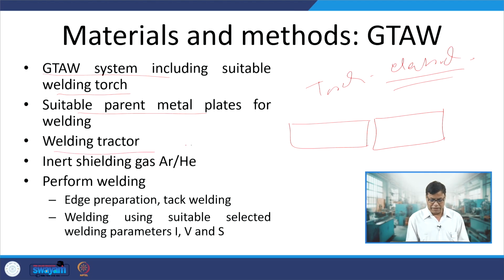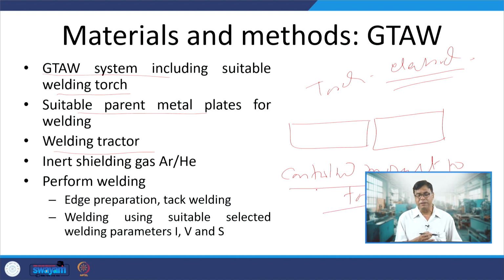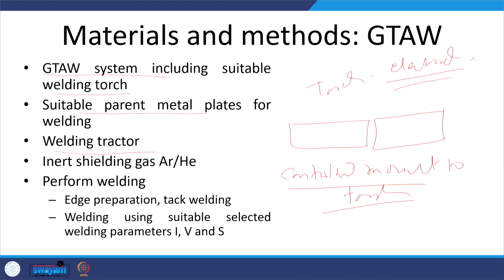We need a welding tractor, which helps provide controlled movement to the torch. Welding tractors provide automated movement to the welding torch so that it can move at a particular speed. Otherwise, in manual welding there is always fluctuation in the speed at which the welding is done. So welding tractors provide constant heat input for a given setting of current and voltage.